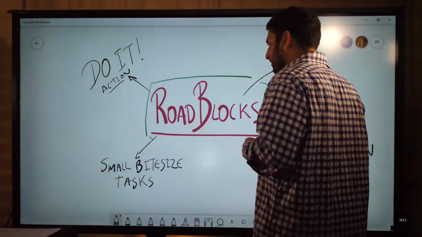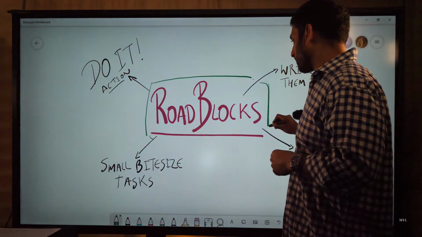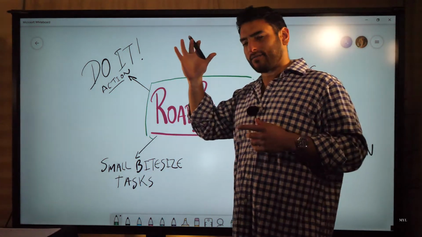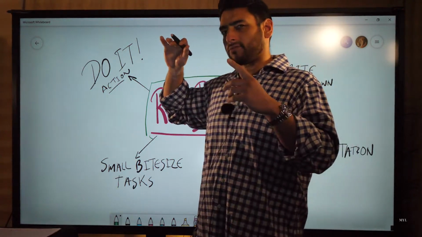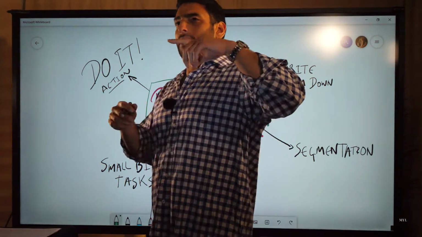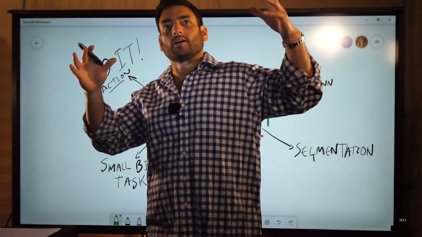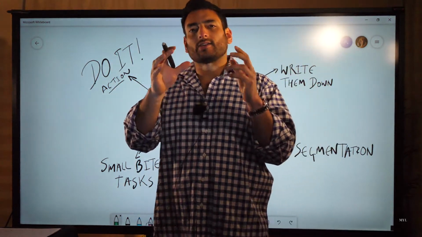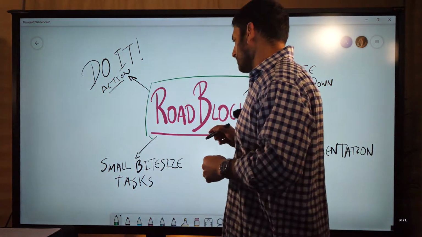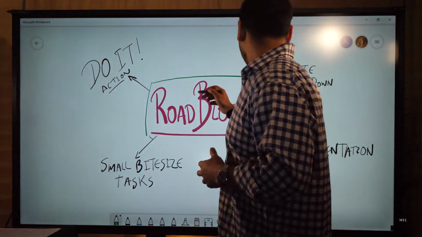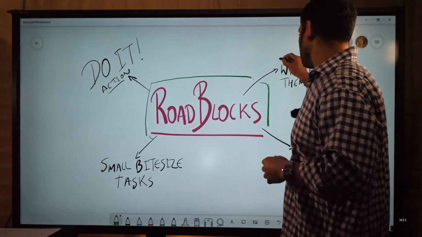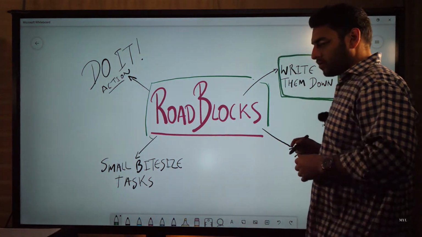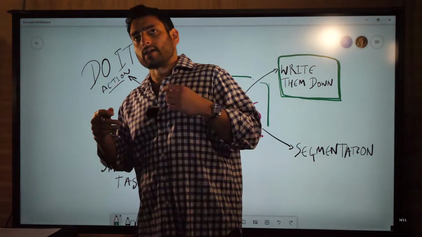But a lot of it stems from specific roadblocks, which are bothering us at the back of our minds. There's always something about a task or a project that we start to blame, and we start to create excuses to get away from it. So first of all, we want to start by writing them down. Write down all the roadblocks that you foresee.